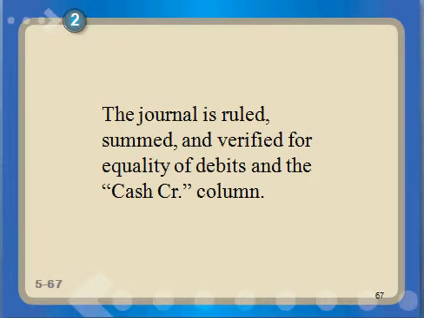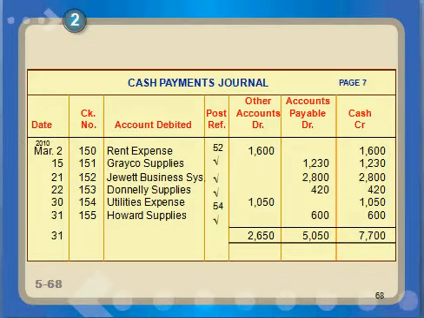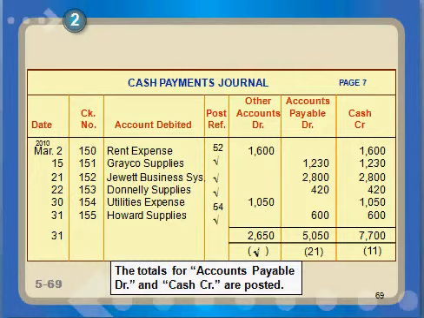The journal is ruled and summed, and by rule they just mean we draw a line under it and then we total it up, and we make sure that our debits equal our credits. And then we post the cash column and post the accounts payable debit columns, and put those reference numbers under there, and just put a check mark again under the other accounts column.